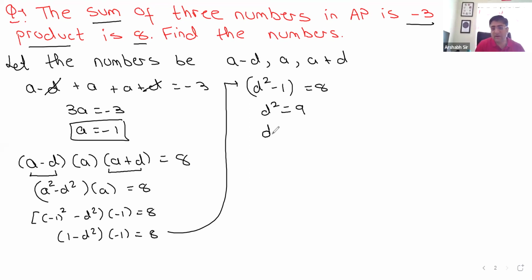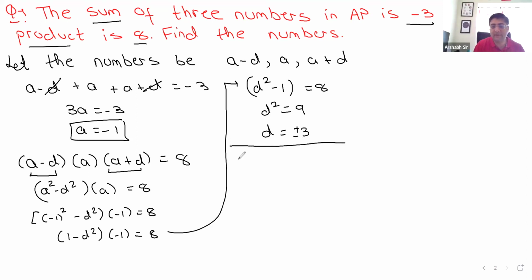So if D square is equal to 9, what is the value of D? Can anyone tell me? Sir, 3. Wrong. If D square is equal to 9, what is D? Sir, plus minus 3. Excellent. Very good. It will be plus minus 3, right? See, minus 3 square is also 9, 3 square is also 9. Plus minus 3. Okay?